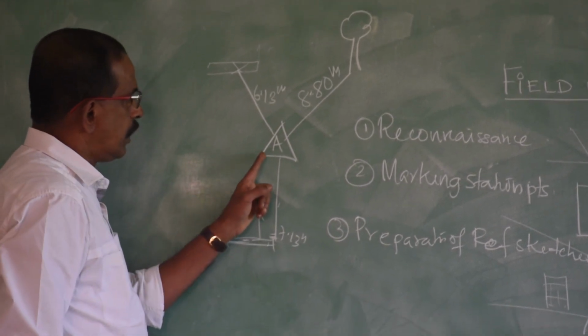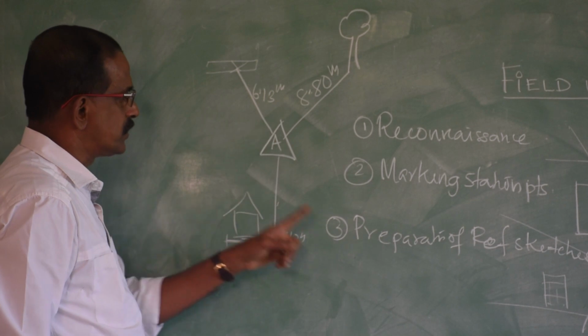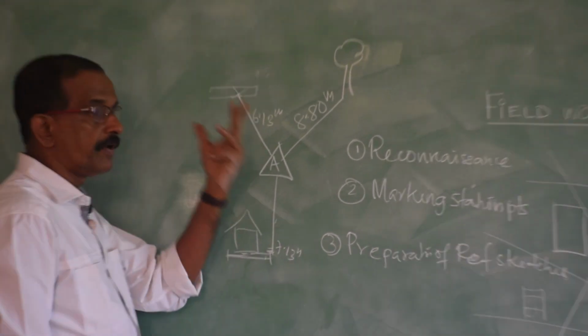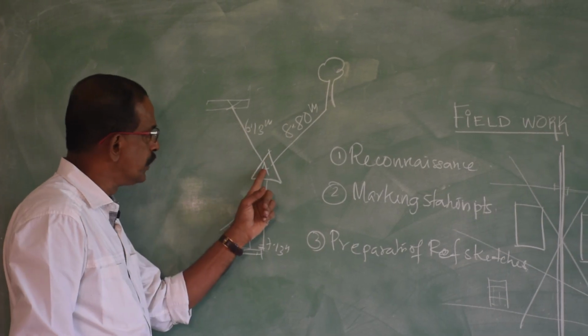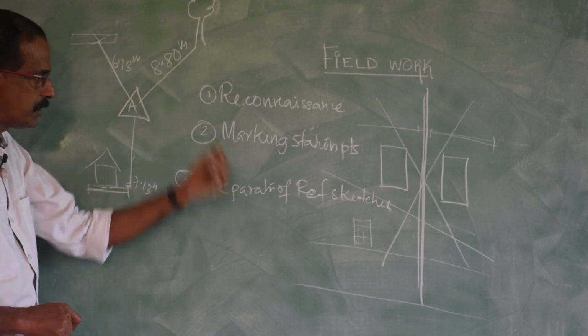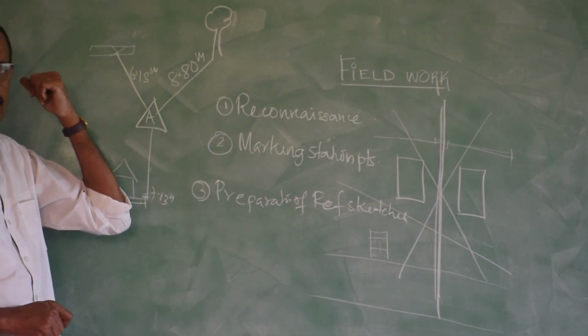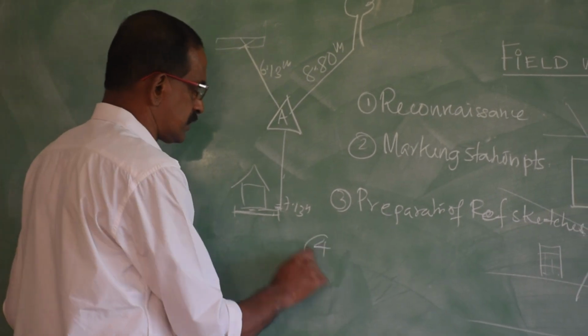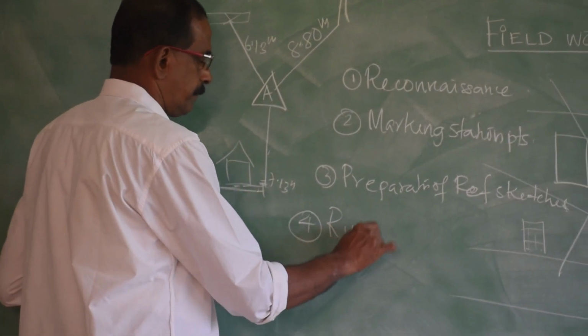Now, after measuring these distances, prepare a sketch like this. If you have this sketch with you, even after 5 years or 10 years, very easily you can locate the point A. Once you get point A, the other measurements are with you, you can cross check or you can carry out the survey work. So, third step is preparation of reference sketches, and the final step, running survey line.